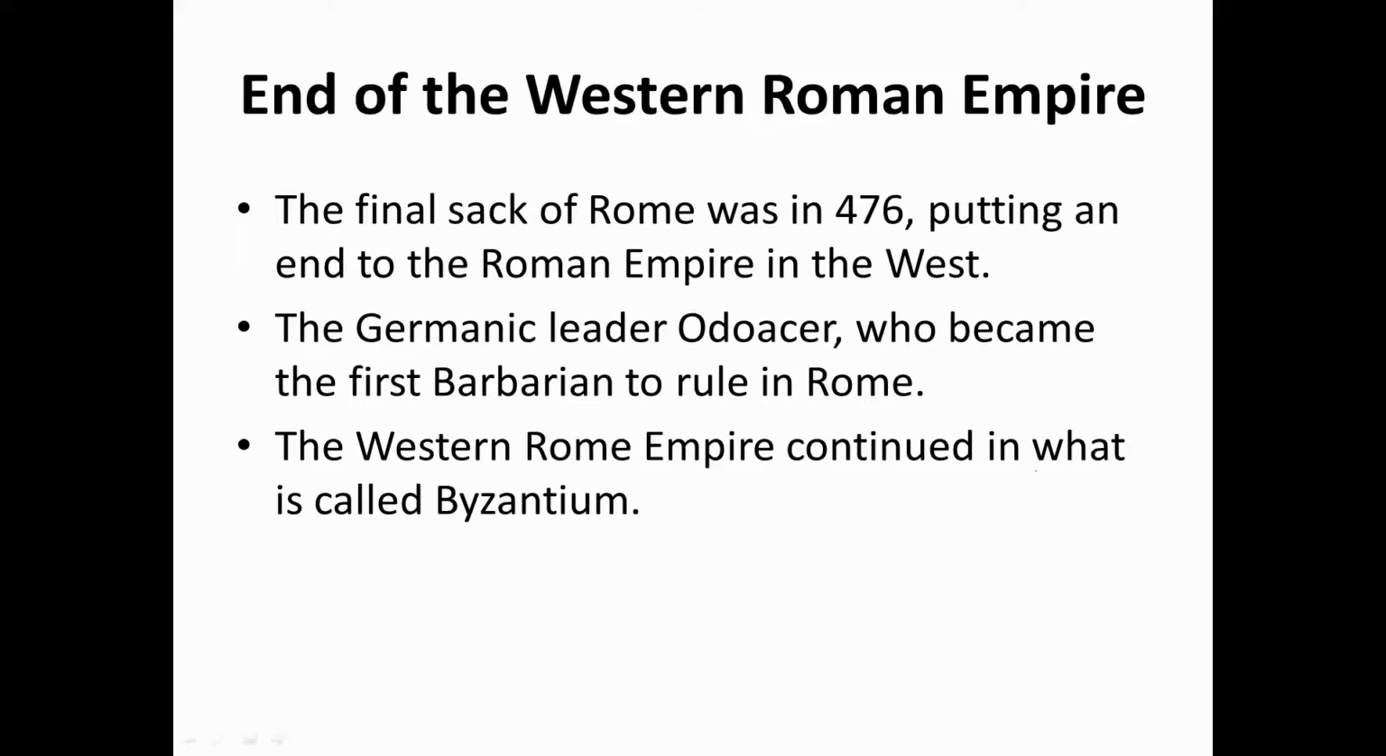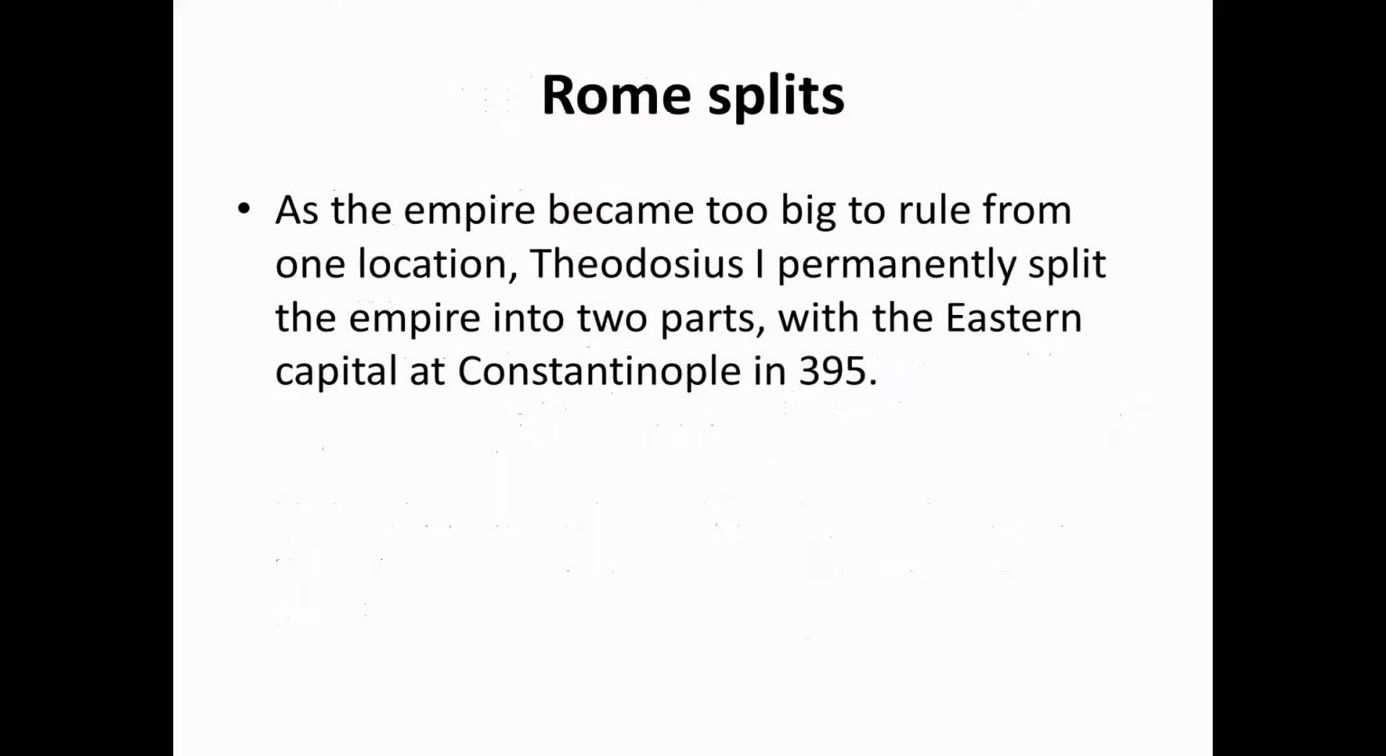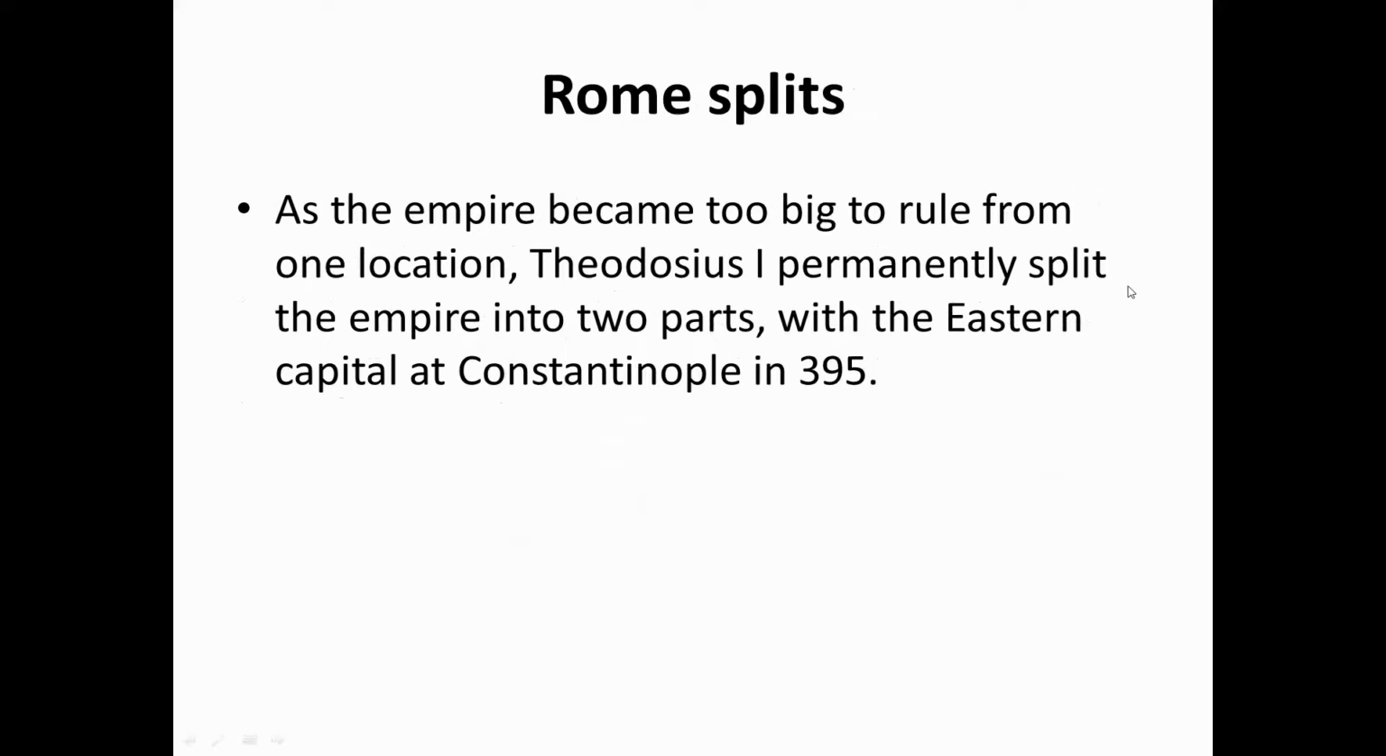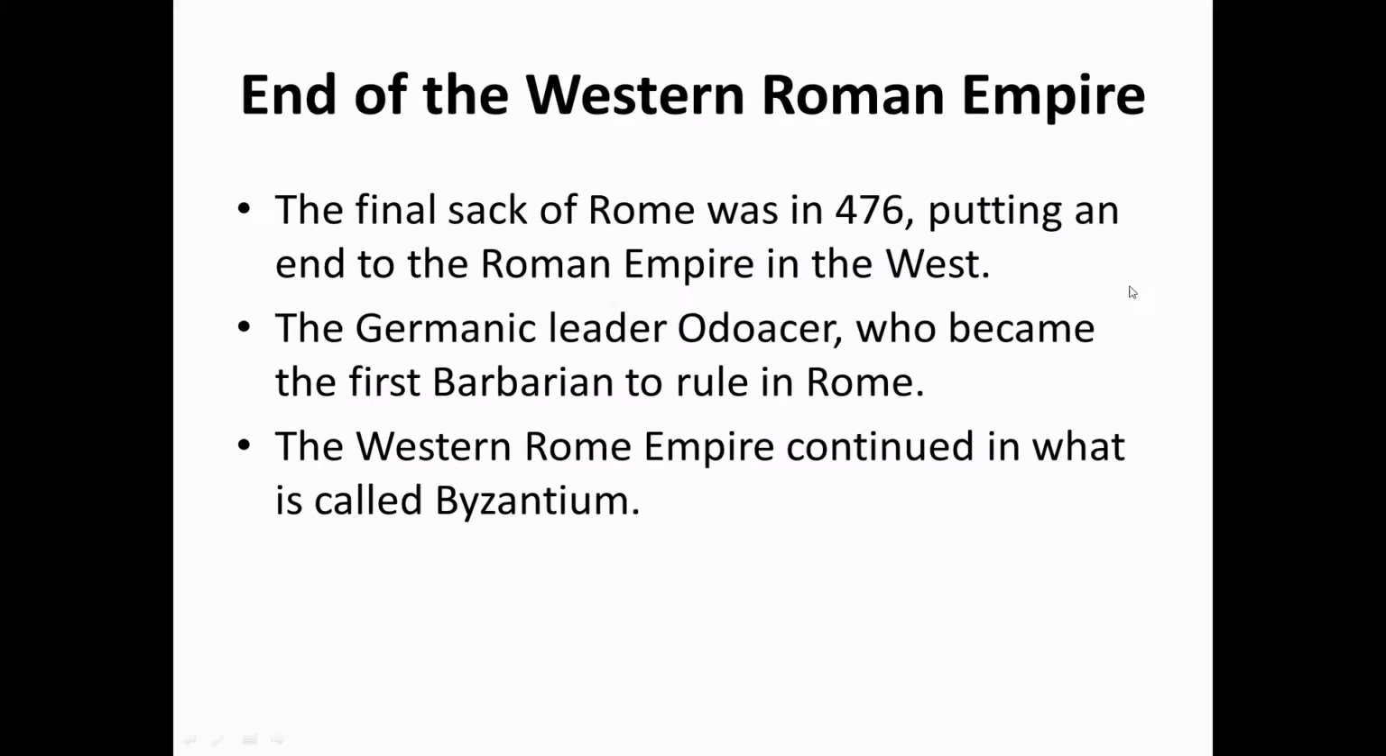So the final sack of Rome itself was in 476, and that's really when the empire is done, right? That's when we have this slide back here. Let's go back to it again. This is 476, the 500s, which is the 6th century, right? This is what it looked like at that point. So Rome, as we know it, is done. It's over with. It never really maintains that same power again. The first barbarian to rule Rome was a Germanic leader called Odoacer. So he comes in and rules Rome.